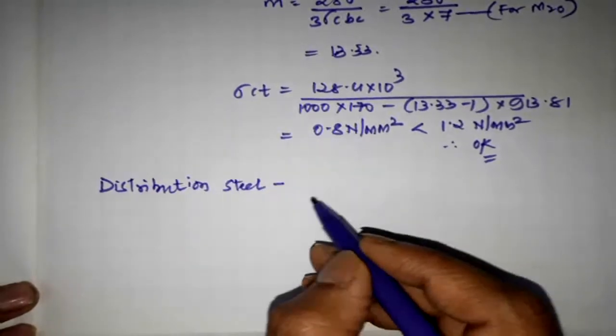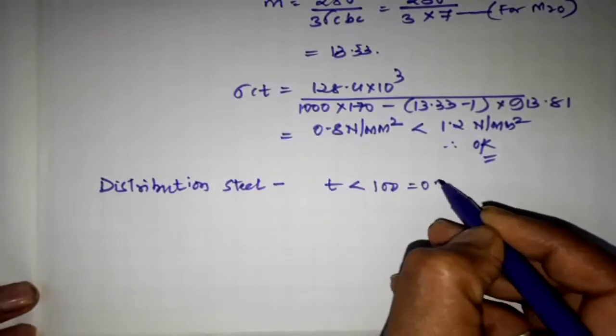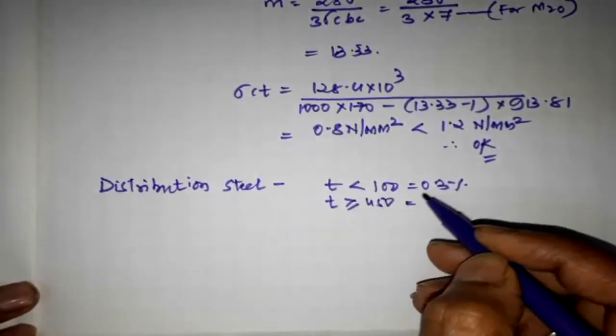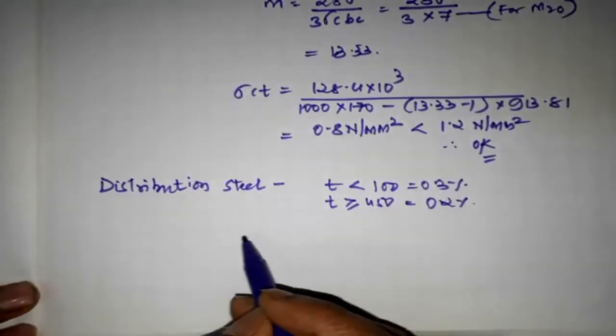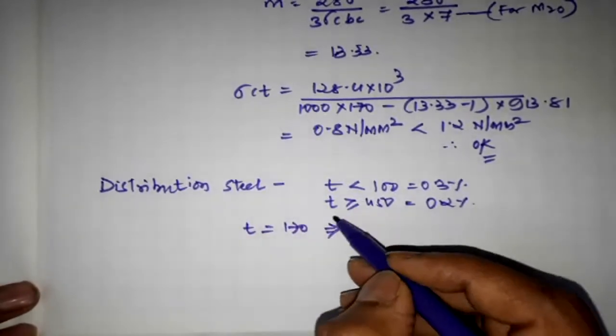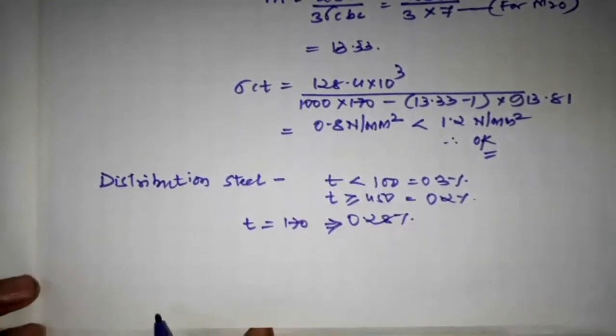It is given T less than 100, 0.3%, T more than or equal to 450 is equal to 0.2%. So after interpolation for T is equal to 170, we get 0.28%.